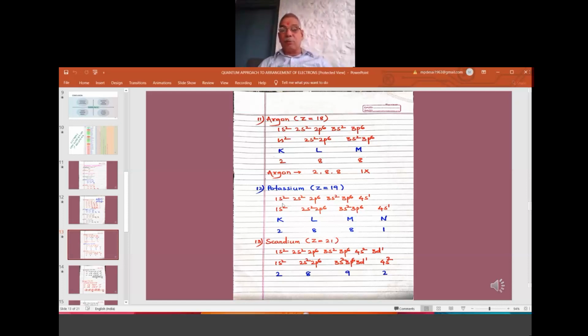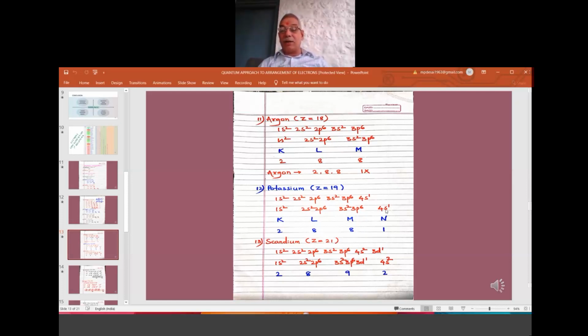So 1s2, 2s2, 2p6, 3s2, 3p6, and 4s1. Now 1 is the K shell, the 2 are the L shell, and 3s 3p are the M shell. The fourth, 4s, starts according to the Aufbau principle, so 1 electron is in the 4s. Accordingly K will have 2 electrons, L will have 8 electrons, M will have 8 electrons, and N will have 1 electron.